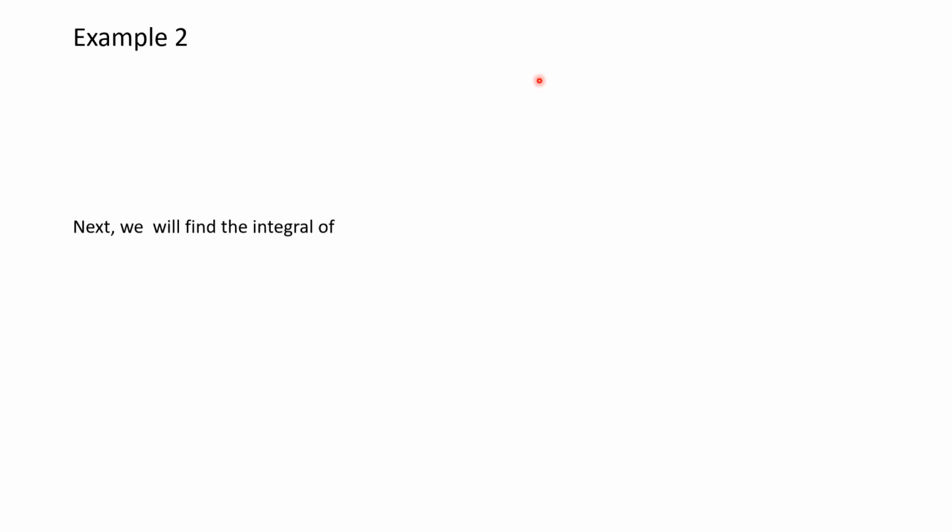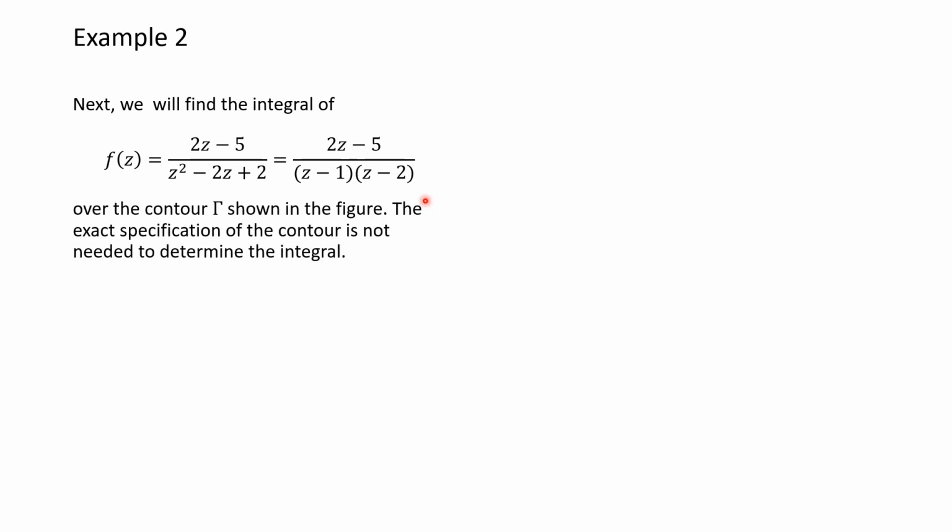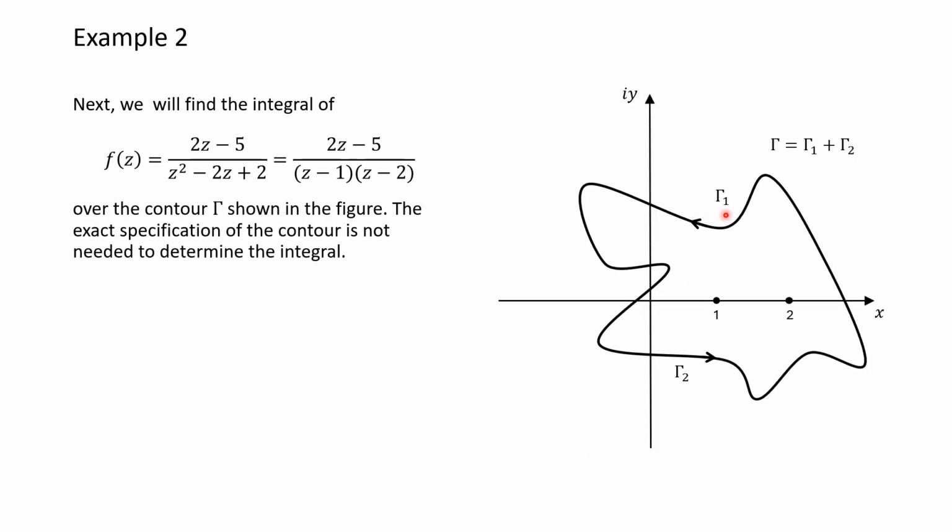Okay, we have another example. We want to find the integral of this function here, which I've factored out the denominator so we can see there's a singularity at z equals 1 and z equals 2. And we want to take the integral over this contour that I've drawn here. Really, the actual shape, as we'll see, doesn't matter. What's important is that we have two singularities here, so we need to somehow deal with those. And that's a little bit complicated. I'll show that in the next slide.